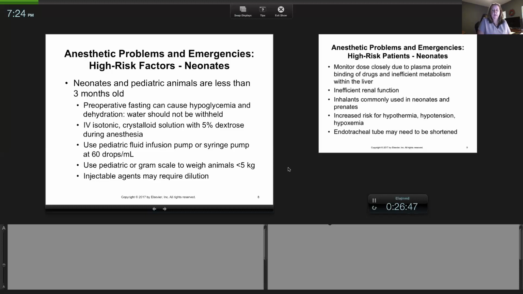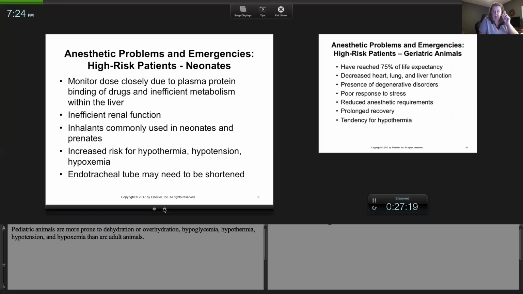And then you want to be careful with your gram scale and weighing them properly. So definitely you may need to use a gram scale if you think they're less than 10 pounds. But your clinic may only have a baby scale, which is fine. You just don't want to put them on the big dog scale. Most clinics have a little baby scale for cats. Use that. And then sometimes we dilute out our injectable agents if it's too small. Sometimes these are small amounts. You can sometimes add a little bit of saline.